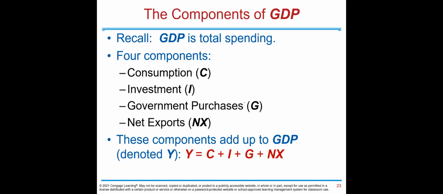Now let's look at the components of GDP. GDP is total spending, but we can divide it into four main categories: consumption C, investment I, government purchases G, net exports NX. So GDP is usually denoted by letter Y. GDP Y is equal to C plus I plus G plus NX.